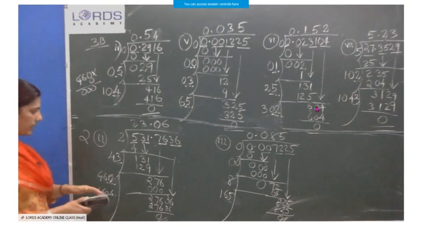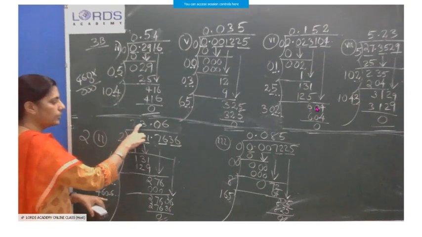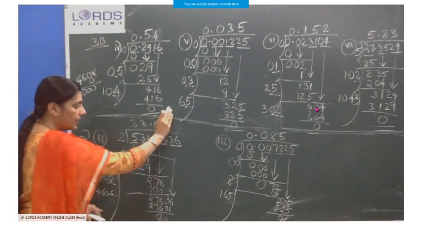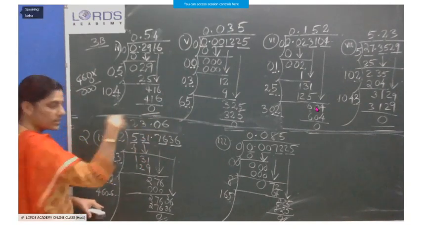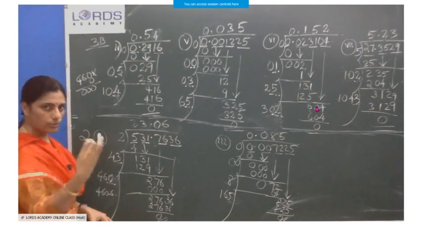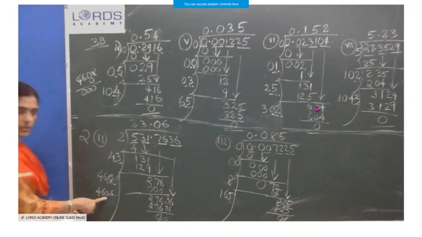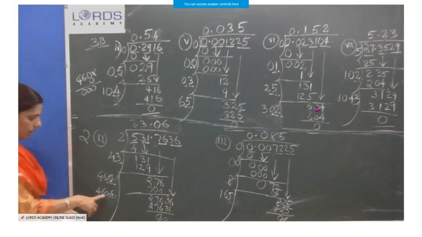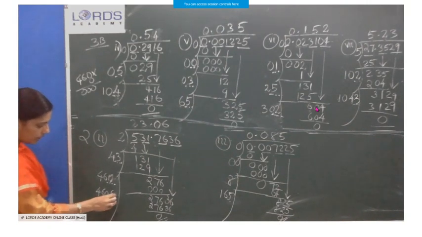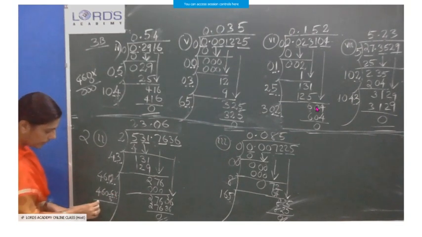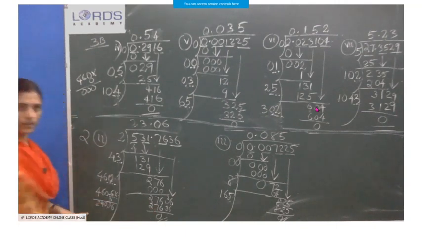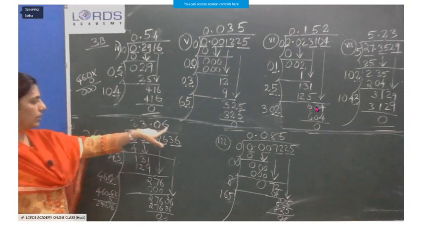Then what's the new divisor? Now the 230 is there. 0 we won't mind. Okay. 6 didn't come. So 230 it's double, or into 2, 460. That 460 I wrote. And I had to find one more digit. How did you get this? 4606 into 6. I am getting 27636. Yes. So I know that here 6, here also 6.